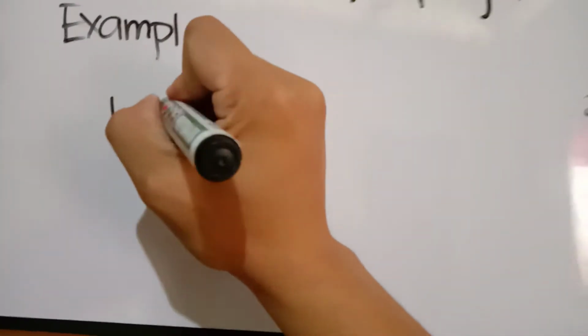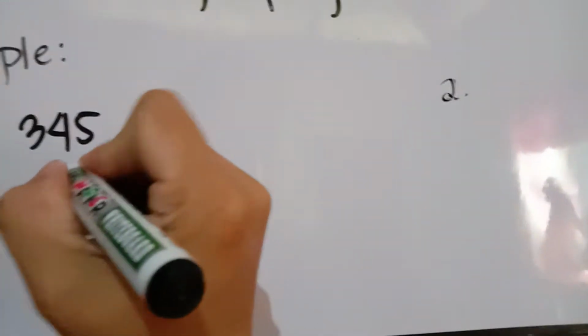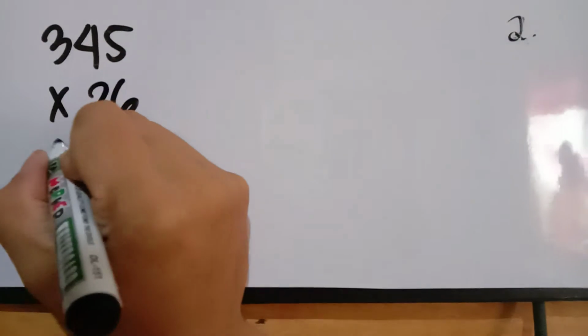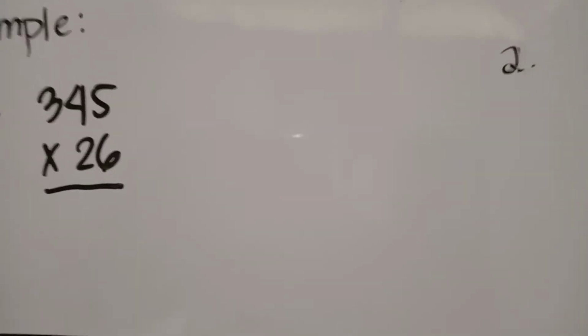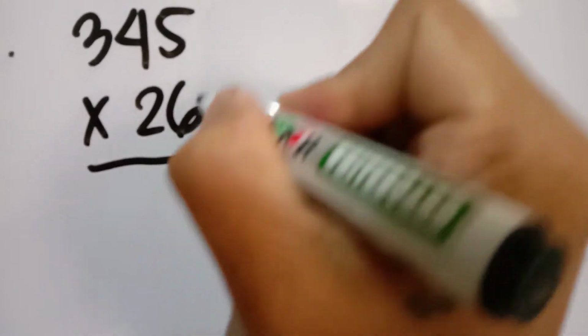Okay, let's try this one. Number 1. Okay, so we are going to multiply, or we are going to find the product of 345 and 26. Okay, so first step, we will multiply the ones digit of the multiplier to the multiplicand.